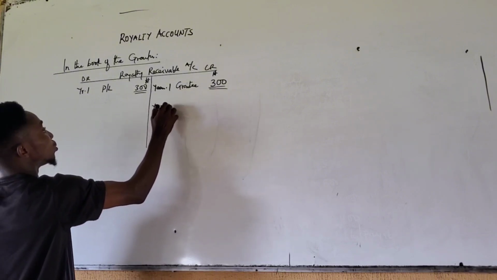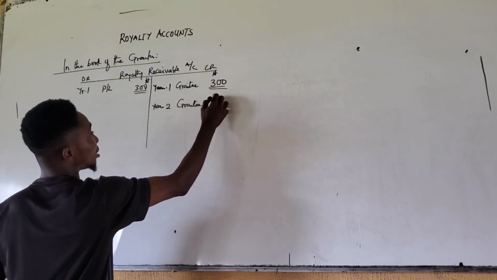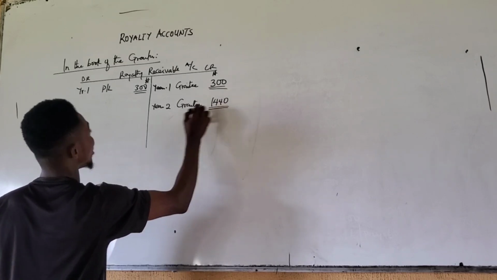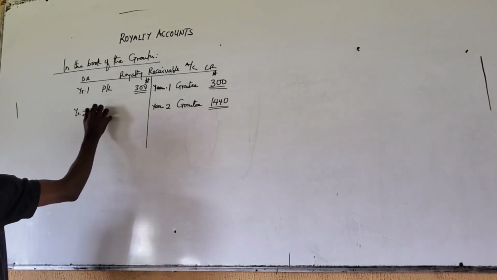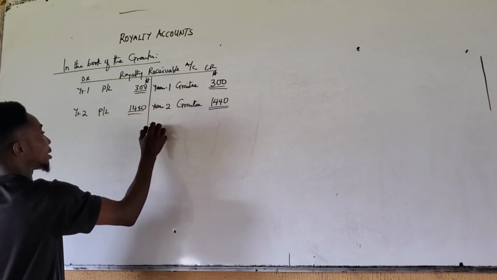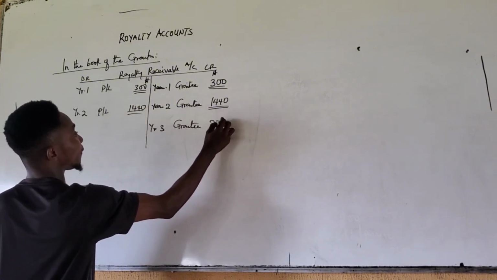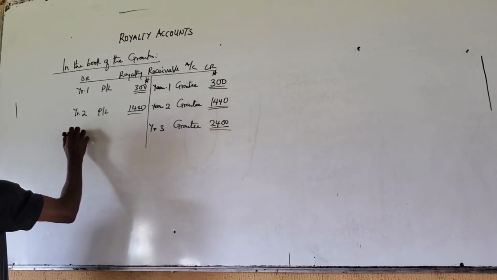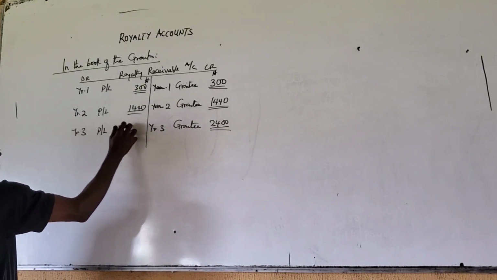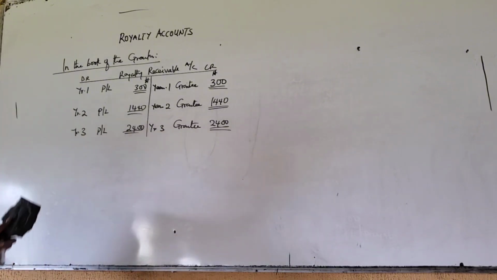Year two, how much is the actual royalty? 1440, and that's all. P&L 1440. Year three, 2,400. Year three, 2,400, and that's all for the royalty receivable account.